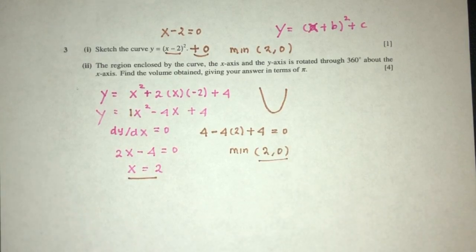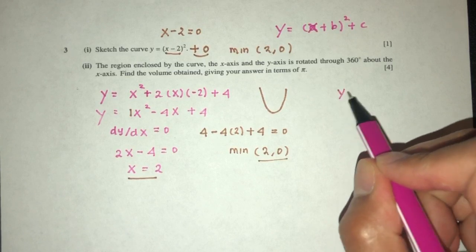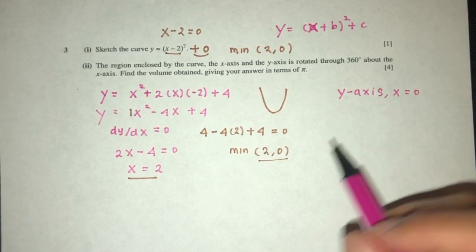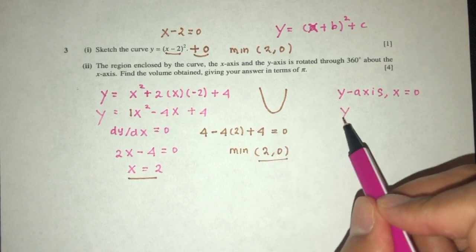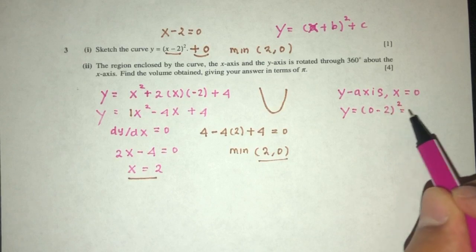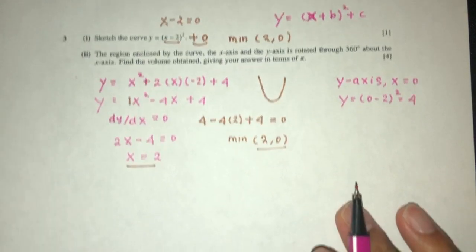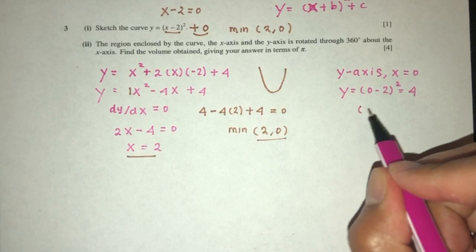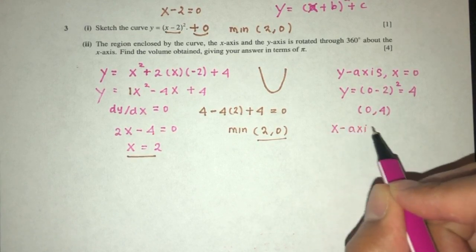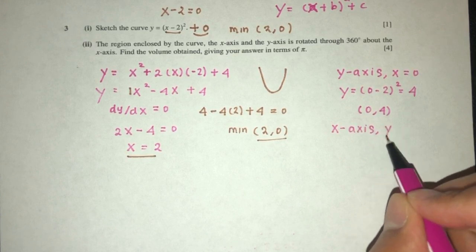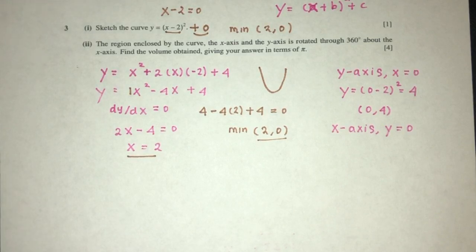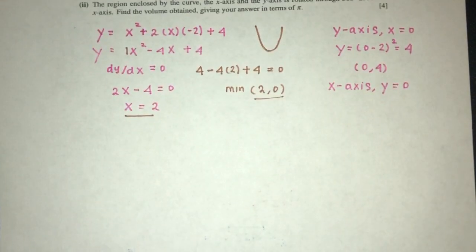Now let's see if it cuts our axes. At the y-axis, what do we know? The value of x is 0. So replace, you will have y = (0 - 2)². That should be 4. So that will be the value on the y-axis. That will be (0, 4). Now on the x-axis, what do we know? The value of y needs to be 0. So again, this is the same thing right here. So let's sketch the graph.